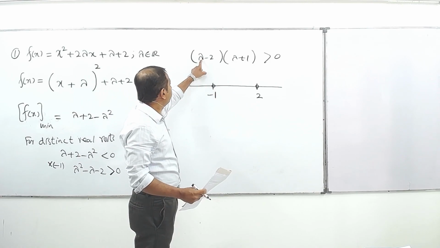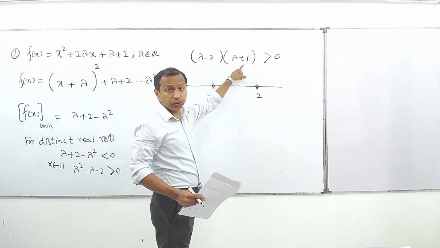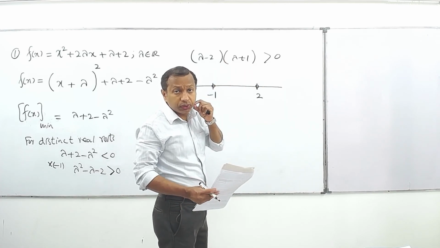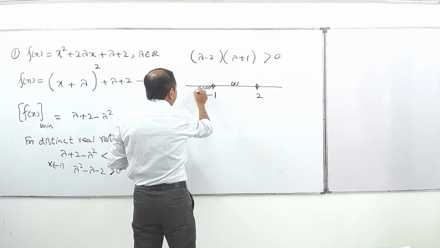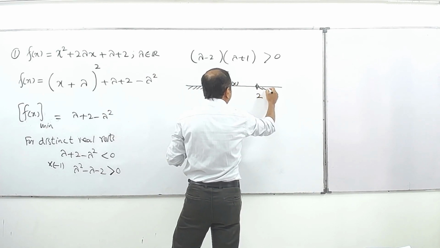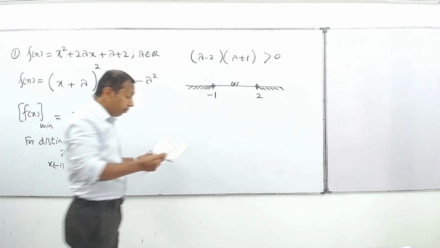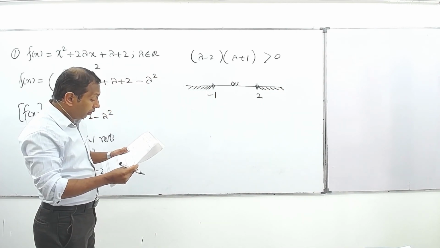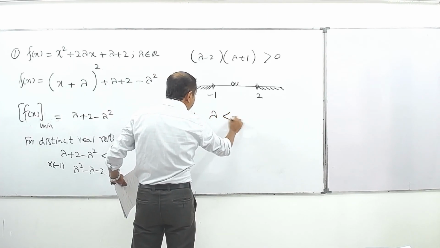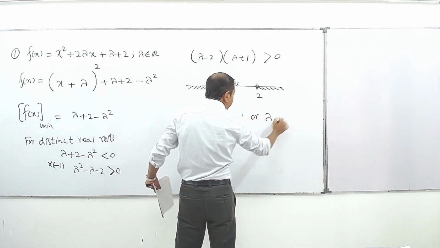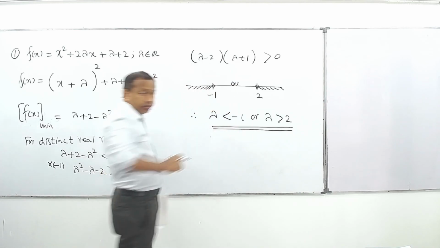When you put 0 here, 0 minus 2 times 0 plus 1, that is minus 2, greater than 0 is false. So therefore, this does not satisfy, and then these two regions should satisfy. Then the question is asking for the range of lambda. So therefore, lambda should be less than minus 1, or lambda should be greater than 2. That should be the range of lambda.